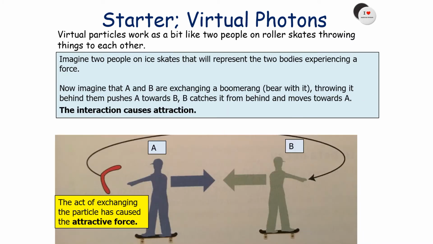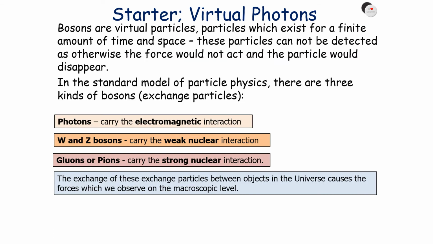Now, imagine you have two people on ice skates or skateboards, okay, but now A and B are exchanging a boomerang, throwing it behind them, so it pushes A towards B and B catches it back from behind and moves towards A. So because you're conserving energy and momentum, this interaction would cause attraction. So the act of exchanging the particle has caused the attractive force. So bosons are virtual particles, particles which exist for a finite amount of time and space, and these particles cannot be detected, as otherwise the force they produce will not act and the particle would disappear.